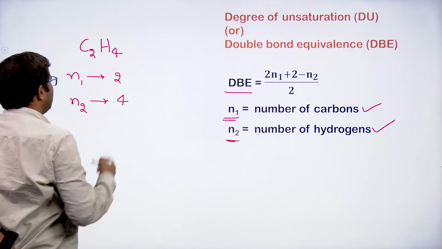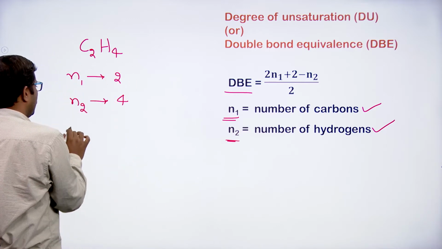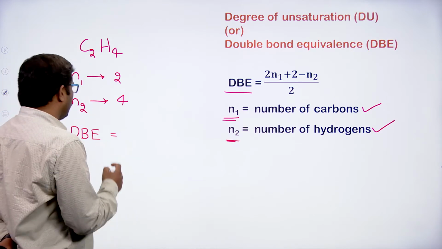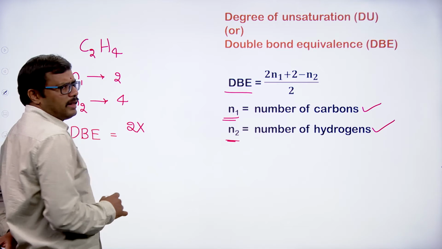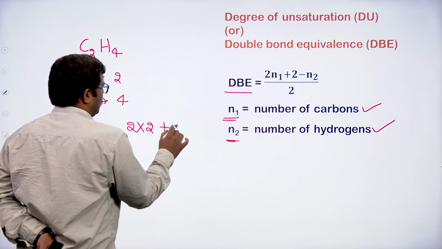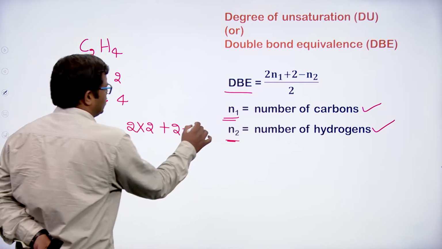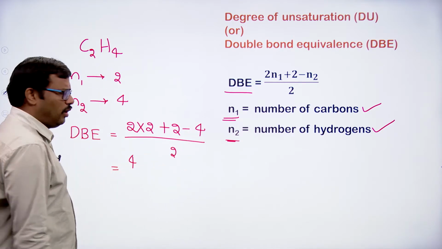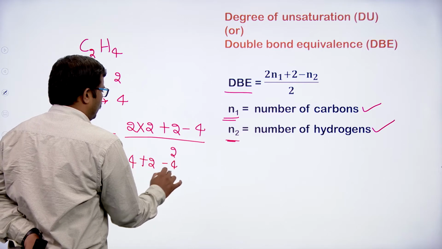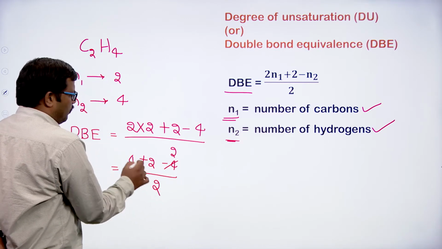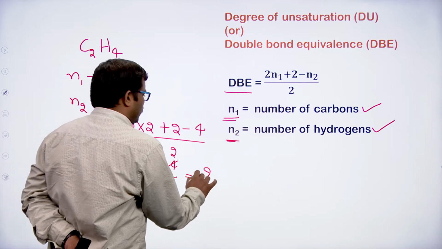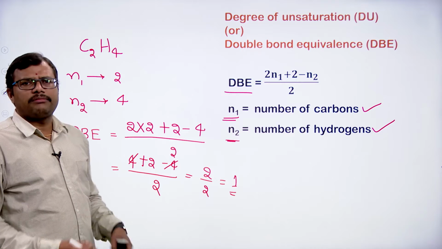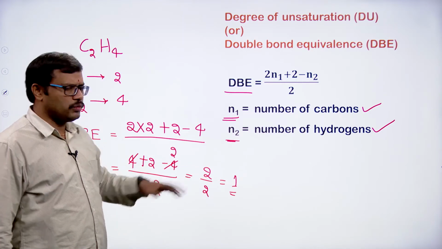Let us calculate the degree of unsaturation present in this formula. DBE is equal to 2 into the number of carbon atoms, that is 2, plus 2 minus the number of hydrogen atoms, 4, divided by 2. So this will be 2 into 2, which is 4, plus 2 minus 4, divided by 2. The 4 minus 4 cancels out, so it will be 2 divided by 2, which is 1. So the double bond equivalence present in the molecule C2H4 is 1.